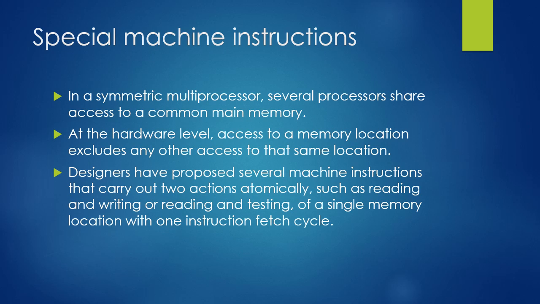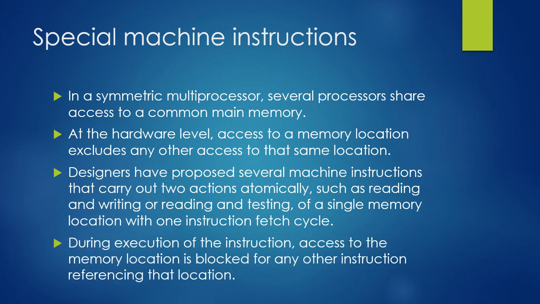Designers have proposed several machine instructions that carry out two actions atomically, such as reading and writing or reading and testing of a single memory location with one instruction fetch cycle. During execution of the instruction, access to the memory location is blocked for any other instruction referencing that location. So a special machine instruction does two things, and it does them atomically. This means this instruction cannot be interrupted.